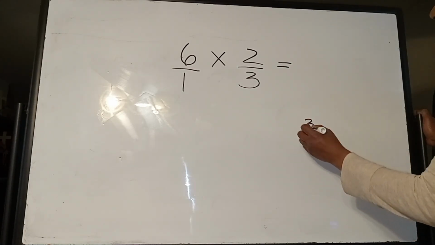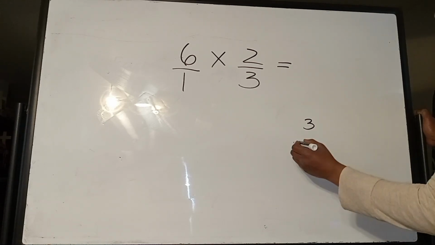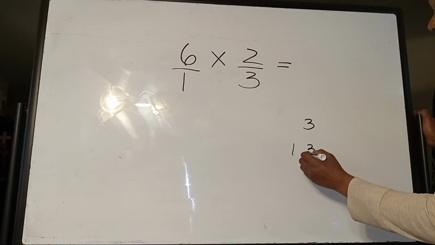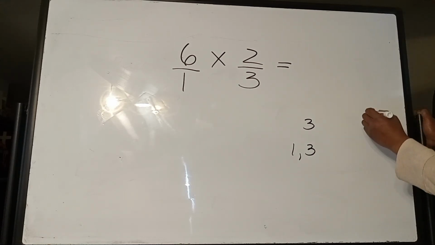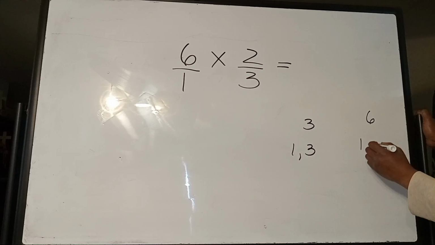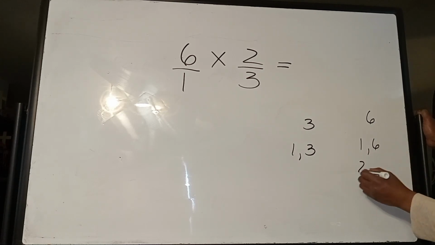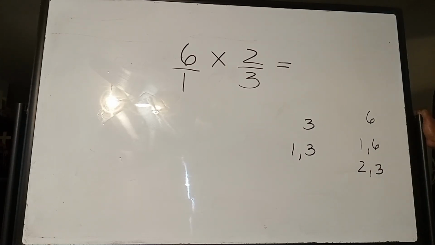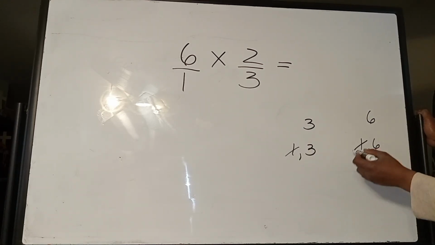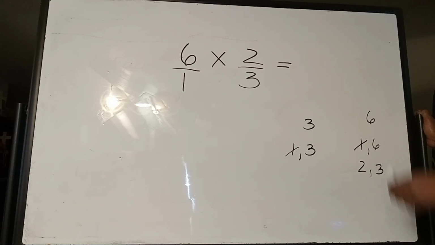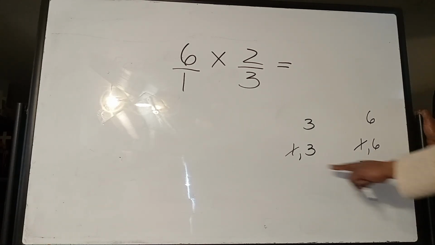If we have 3, the only way we can make 3 is 1 times 3. It's the only way. And for 6, we could do 1 times 6, or we could do 2 times 3. Those are the 2 ways that we can make 6. So if we look at that, what number do they both share, outside of 1? 1 doesn't count. Everyone has a 1, so we're just going to put a little line through that. What other number do both of them share, Jamia?